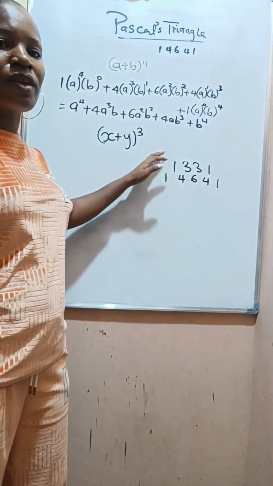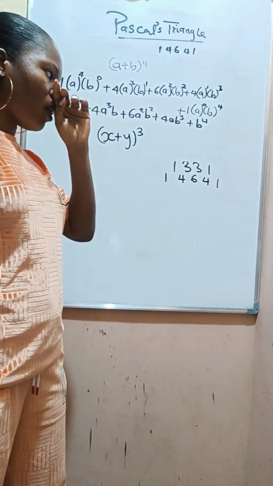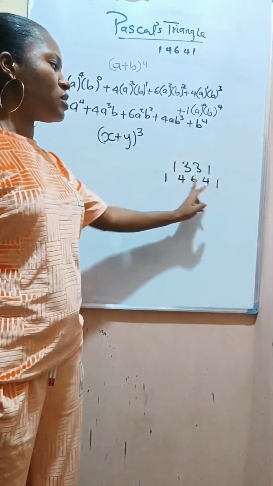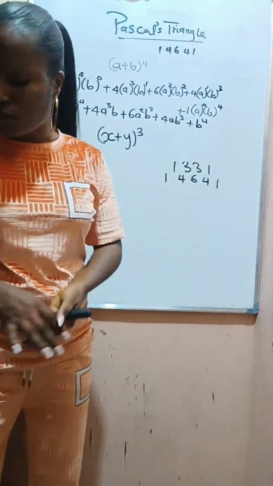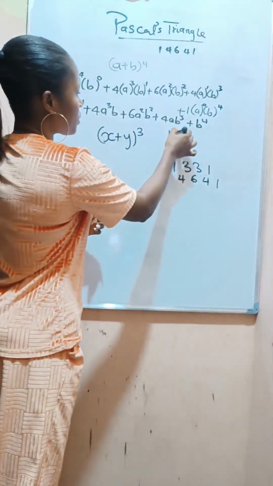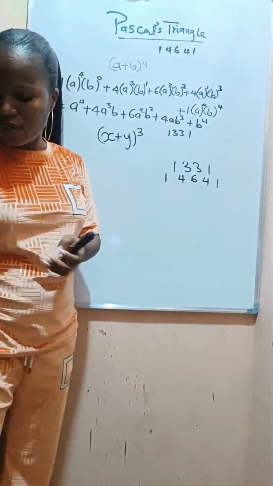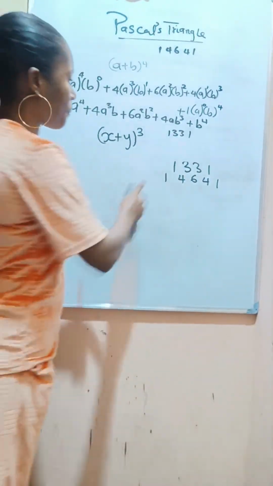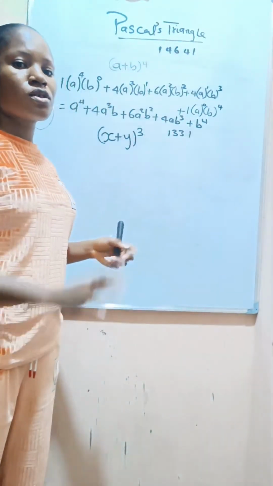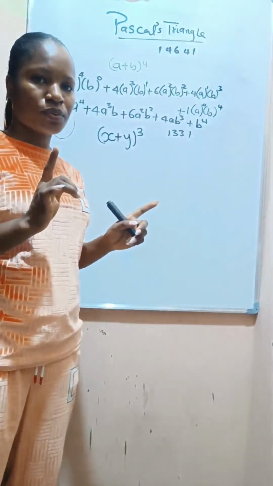To the power of 3 is very easy. So it simply is 1 3 3 1. These are the coefficients, 1 3 3 1. Now let's make use of it and solve. So I'm going to write it somewhere. 1 3 3 1. These are going to be the coefficients of the expressions. So this is what I will do now.